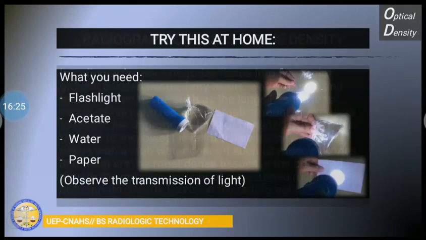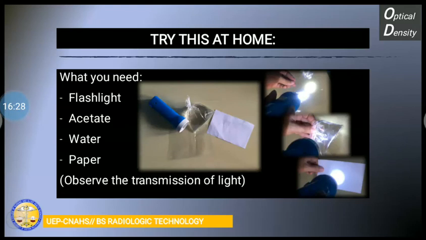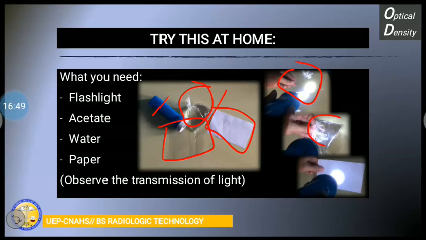Sige, hopefully nakukuha ninyo akong correct signal, ano? So, I wish you could try this at home. Simple experiment lang naman. What you need is flashlight. So we have acetate or cellophane, tapos ice water, and then paper. So, observe the transmission of light. So, you will direct the light. Ipapasa ang light sa acetate, sa water, and then i-direct niyo sa piece of paper. Sige daw. In 5, 4, 3, 2, 1.